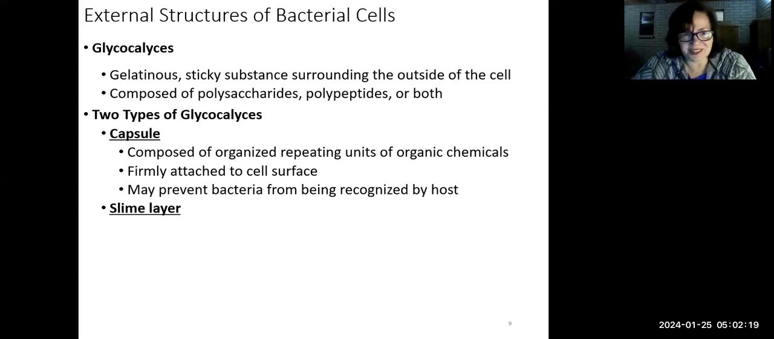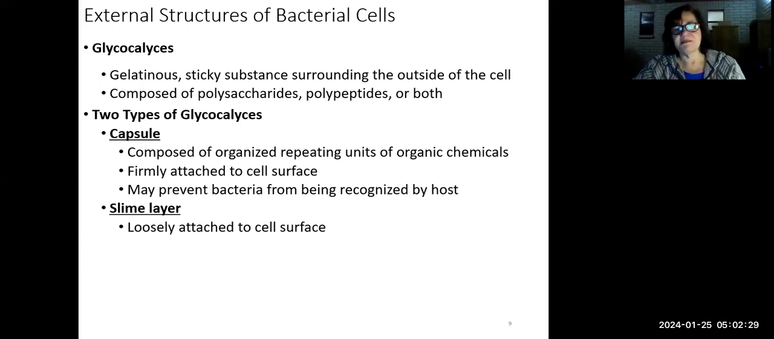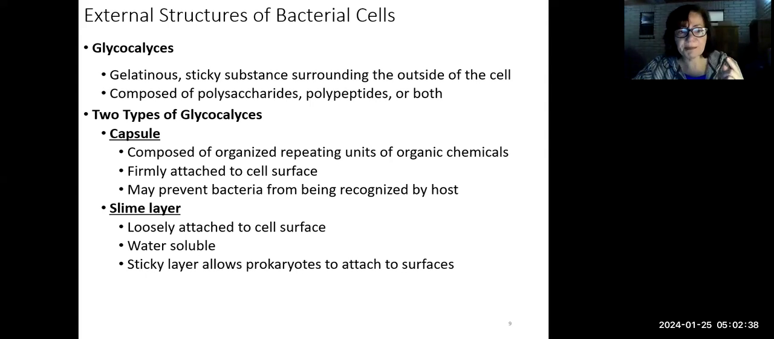Then the other kind of glycocalyx has this very informal sounding name, but I promise you this is the actual name for it. It's called a slime layer. Why it's called that is because it's kind of slimy, and it's more loosely attached to the cell surface. It's water soluble, but it's sticky enough that it allows the prokaryotes to attach to surfaces. The stuff that grows on teeth, remember the furry teeth feeling in the morning.